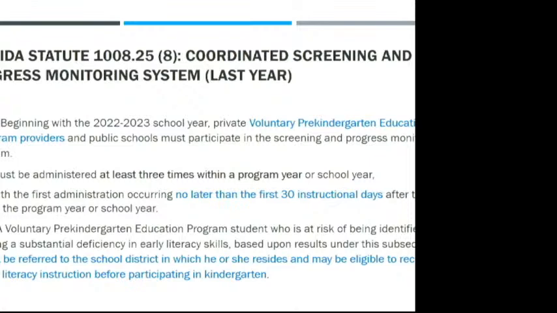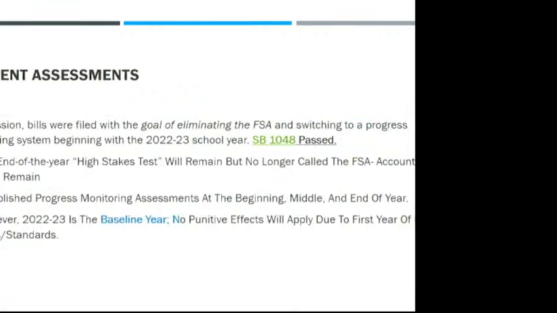So that goes into effect this year, and then we will also be required to respond to private VPKs when they identify a student with deficiencies, and they'll be able to come to us for instruction prior to kindergarten starting. So that will be a new program that we will have to implement based on last year's session.